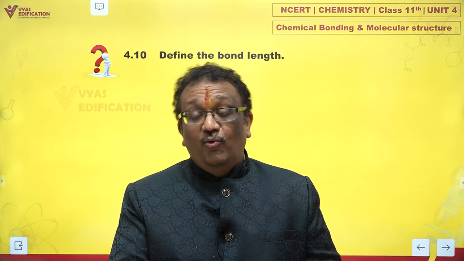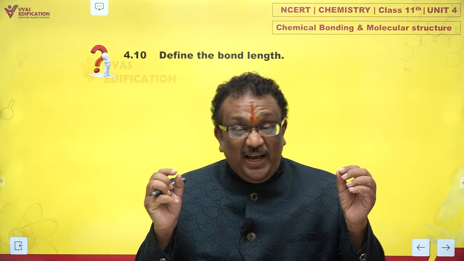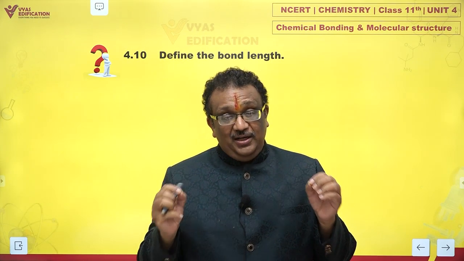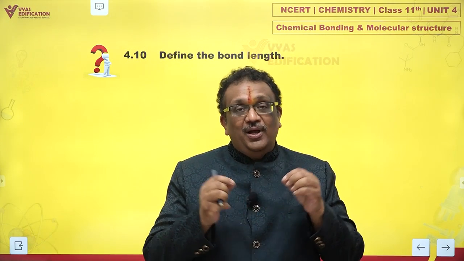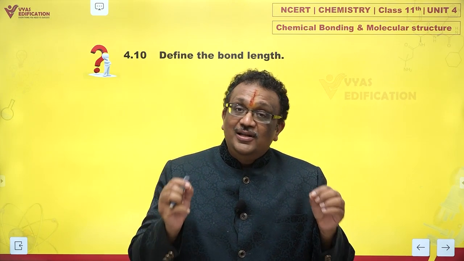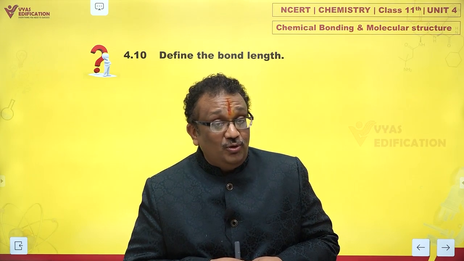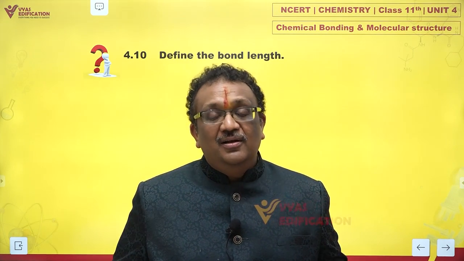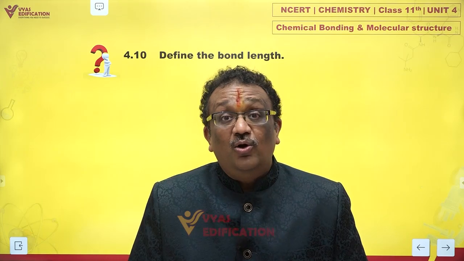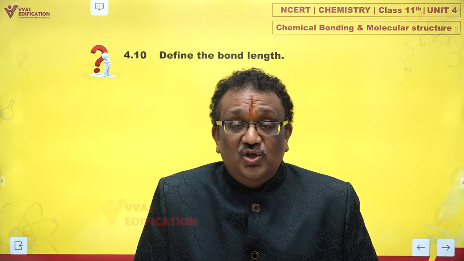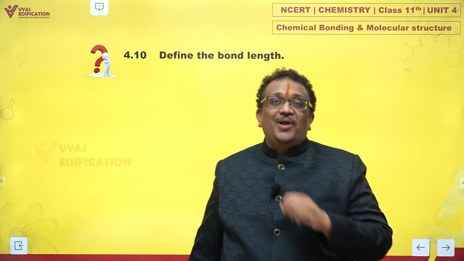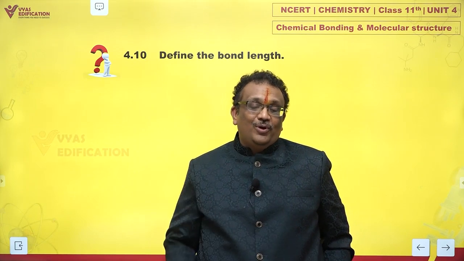Define the bond length. What is bond length? The internuclear distance between two atoms connected by a bond is called the bond length. Please note, you cannot see electrons. There is no machine, even electron microscopes cannot see or observe the location of an electron. But the location of nucleus can be identified, nucleus can be located.